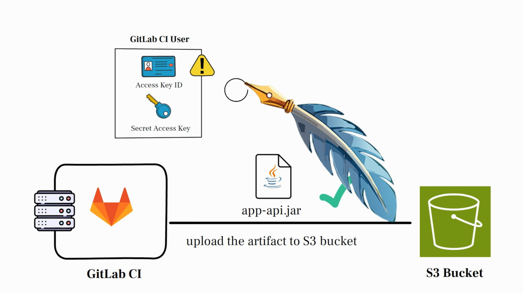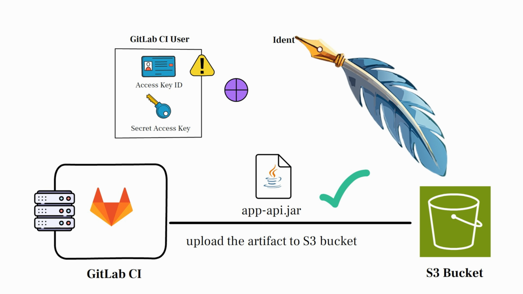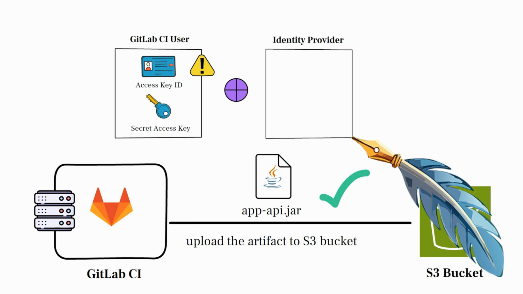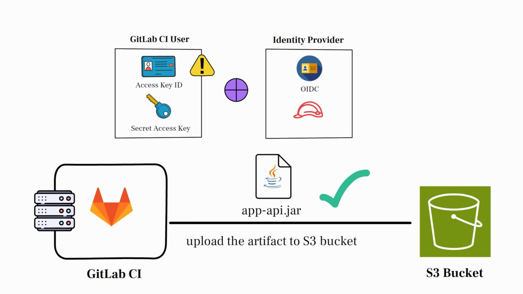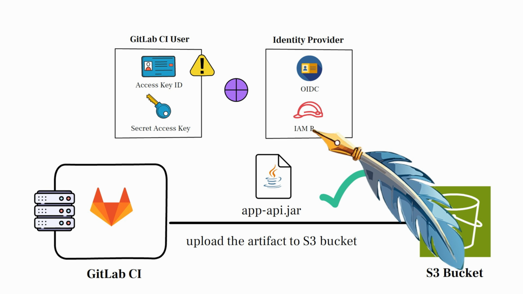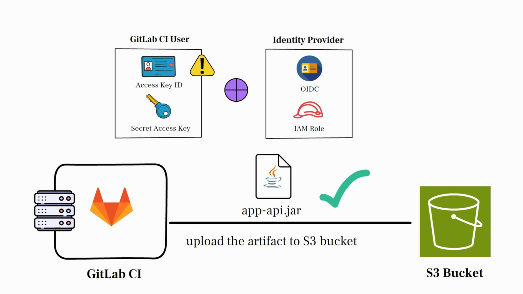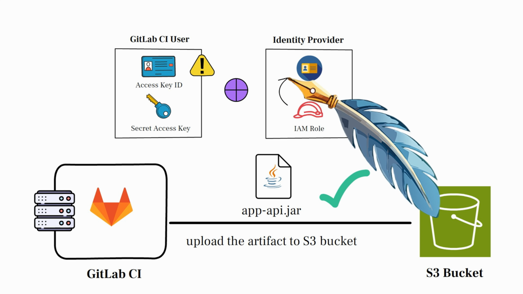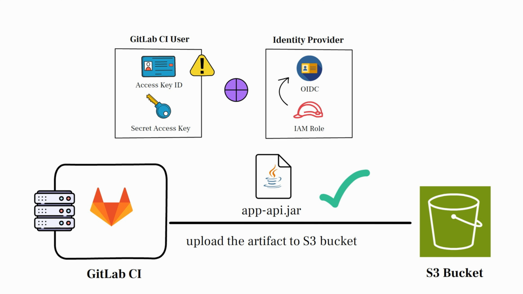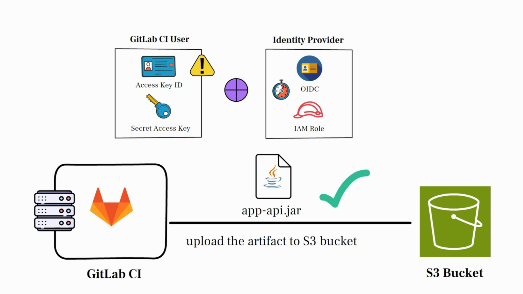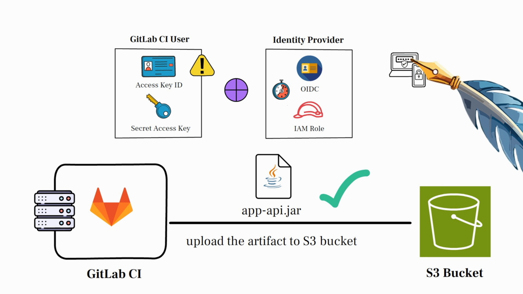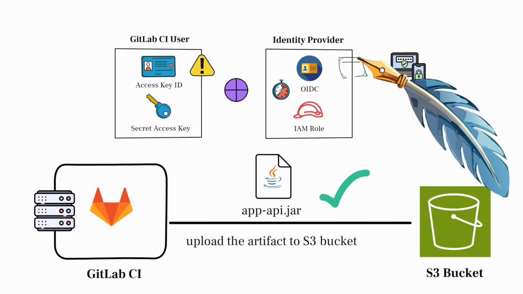To address this, AWS advocates a more secure method using IAM roles with temporary, short-lived credentials via OpenID Connect, or OIDC. Instead of relying on static access keys, this approach creates an IAM role in AWS with specific permissions and is configured to trust the OIDC identity providers such as GitLab CI. GitLab can then securely request temporary credentials by assuming the IAM role, which grants access to AWS resources. These credentials are short-lived, reducing the risk of exposure and enhancing security by automatically expiring after use. And this is recommended by AWS.